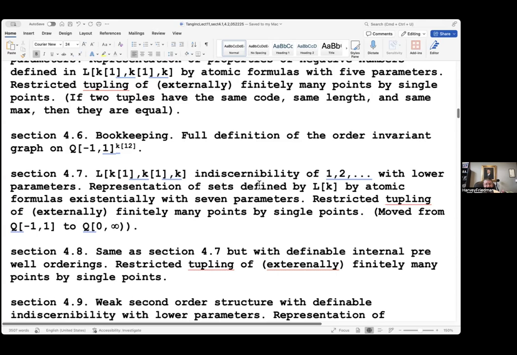Then we have the indiscernibility of the numbers 1, 2, 3, dot, dot, dot, but that's nothing because we just moved from here to here. Representation. Oh, but the indiscernibility is with respect to lower parameters, not just negative ones. Where did that come in? That came in up here.